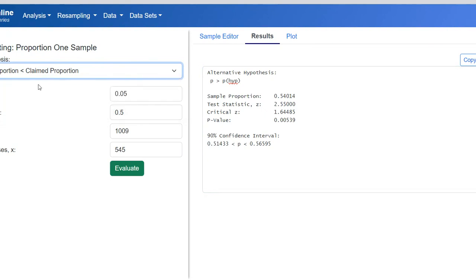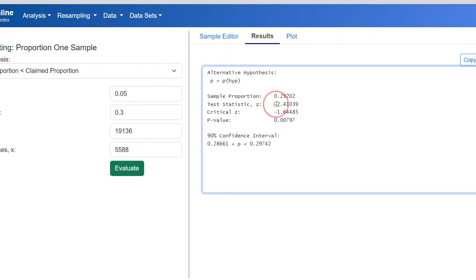So this time it was less than. Significance still 0.05. Claimed proportion 0.3. Sample size was 19,136. And the number of successes, that's that number we got from that last problem, was 5,588. Okay. So our test statistic right here, negative 2.41. Negative 2.41. That should match what you got if you did it on your calculator, or if you did it by hand, I suppose.